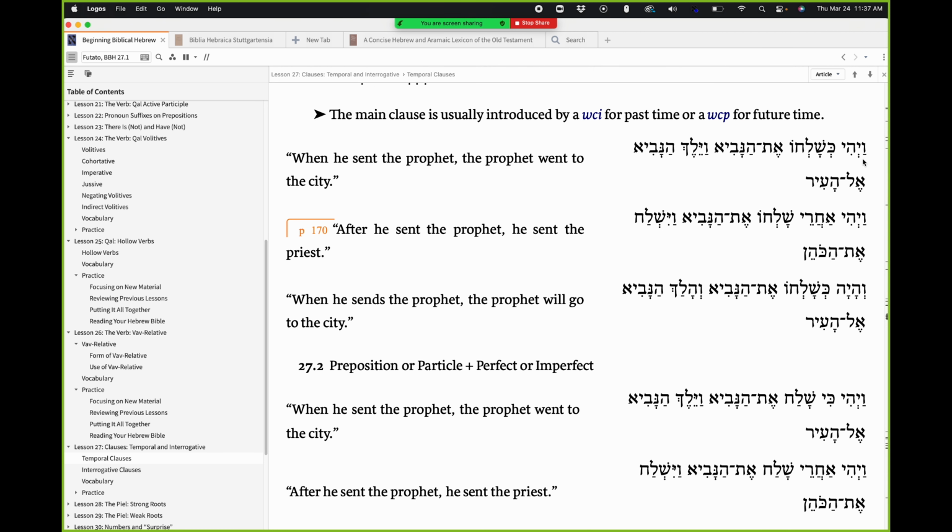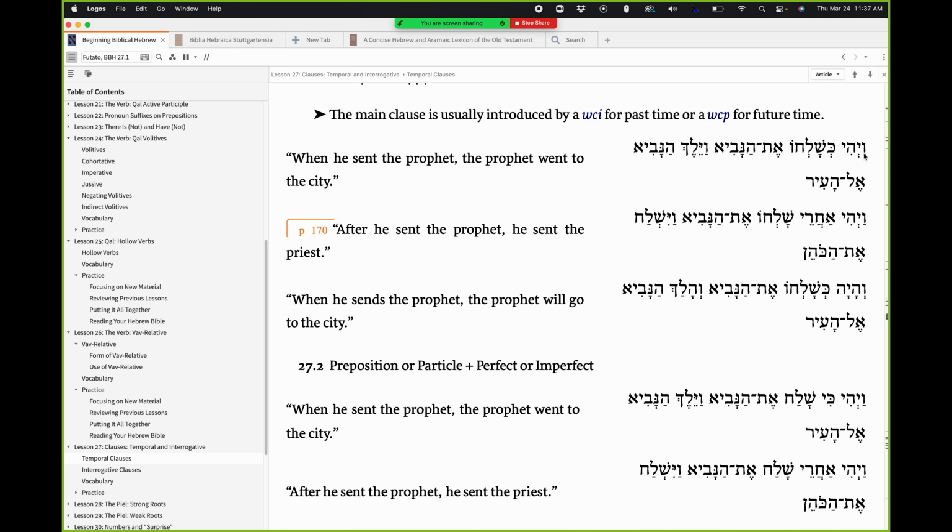Note how he translates this. If you were to translate this sentence literally, it would be, "and it happened as he sent, or when he sent the prophet, and the prophet went to the city." But that doesn't make sense in English, which is why he doesn't translate it that way.